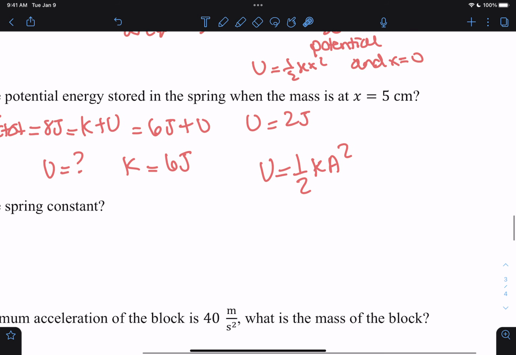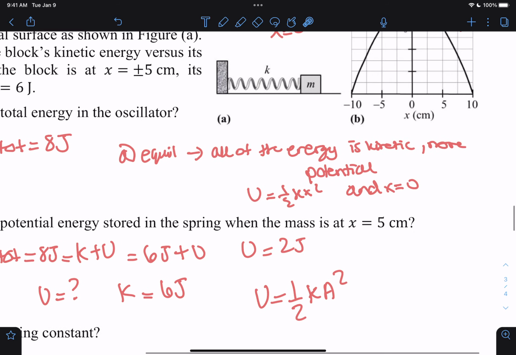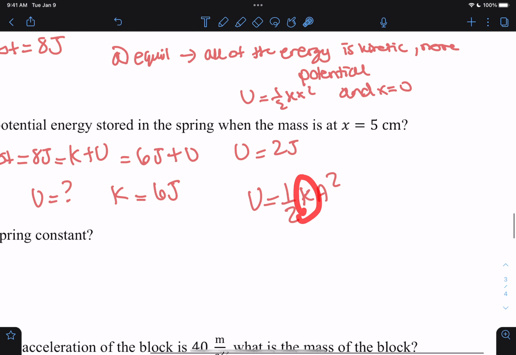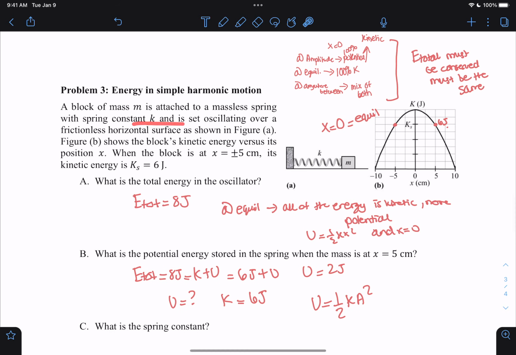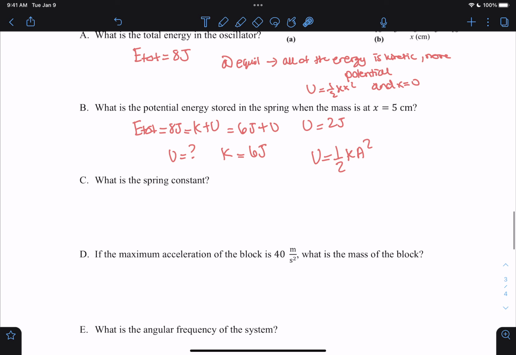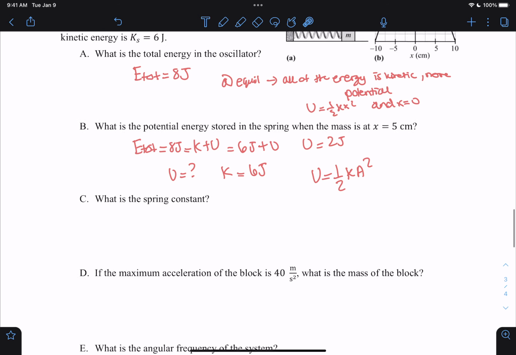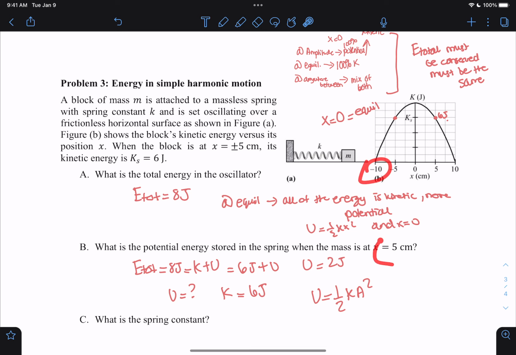And so if I were to use this equation, half Ka squared, then the U would be equal to that 8 joules. I would plug in 10 for A, 10 centimeters, or 0.1 meters. But the issue here, once again, is that I don't have k. They never gave me the value of k. So even if I wanted to, I couldn't use this equation. And it's not a valid equation to use because this would give me the potential energy at x equals 10 centimeters, not x equals 5.